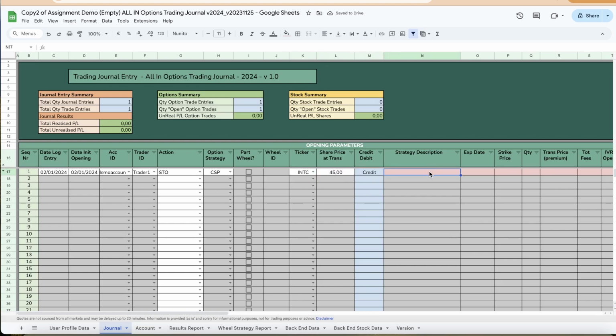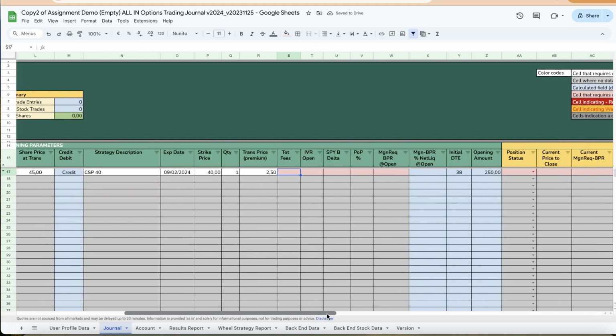I will enter a short description of the strategy. It's a cash secured put of 45, with an expiration date, let's say beginning of February, for example the 9th, Friday of that week. Strike price, I will choose not 45 but 40. I will sell 1 cash secured put, and I will get a premium of $2.50. And I will slide a little bit to the right. Total fees is $2 in my case.